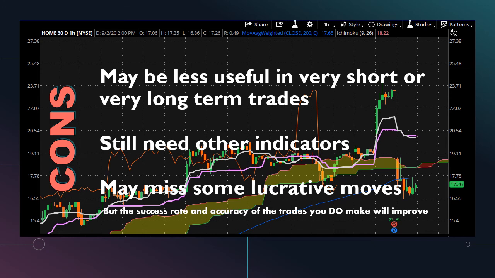Second, you still need to use other indicators. This is not the end-all be-all indicator, not the holy grail of trading, but it's very useful. I use it alongside my relative strength index, my MACD, and my Chaikin money flow.